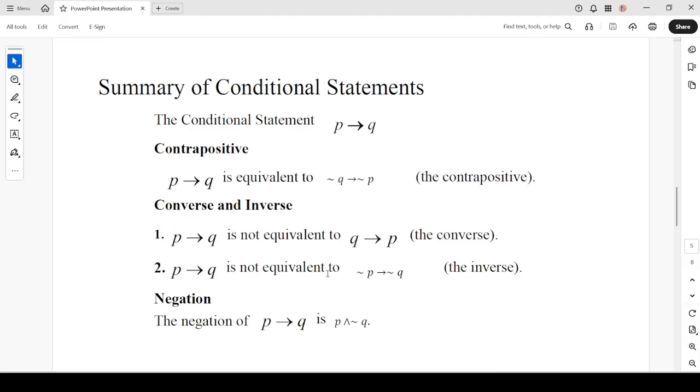So here is the summary of conditional statements. If you have the conditional statement P implies Q, then its contrapositive is not Q implies not P. Its converse is Q implies P. Its inverse is not P implies not Q. And its negation is P and not Q.